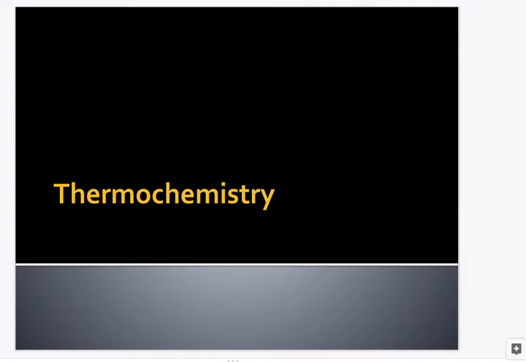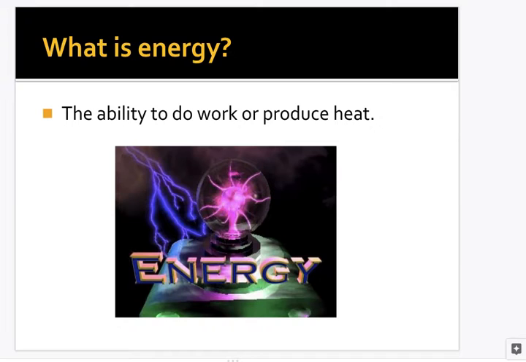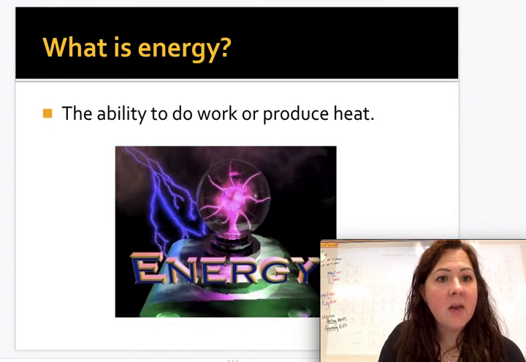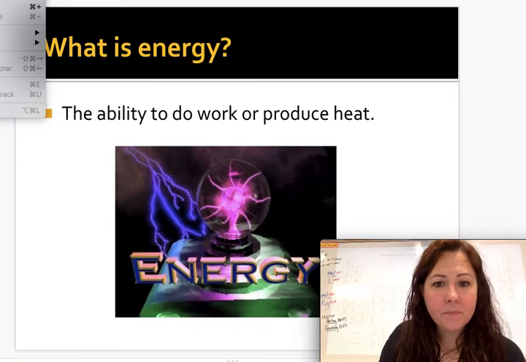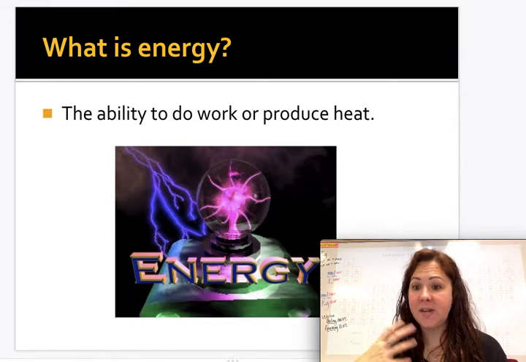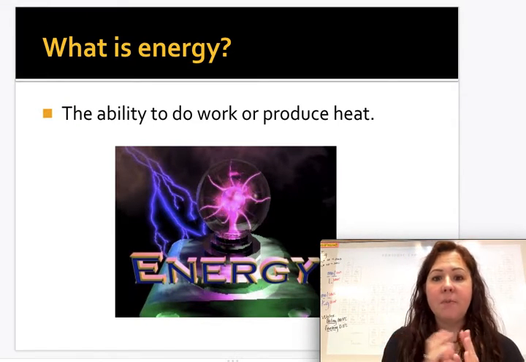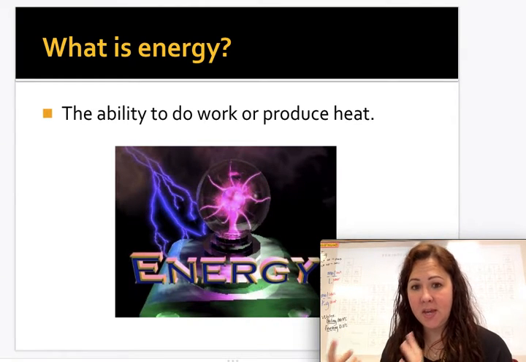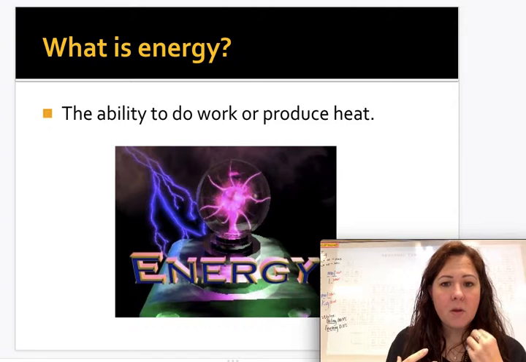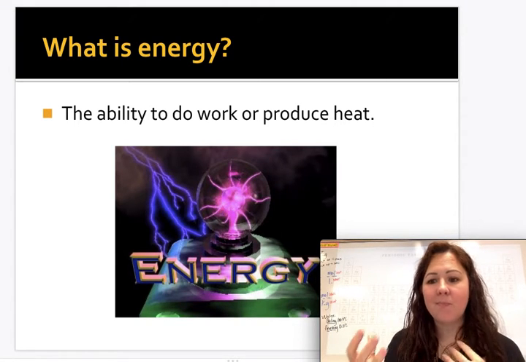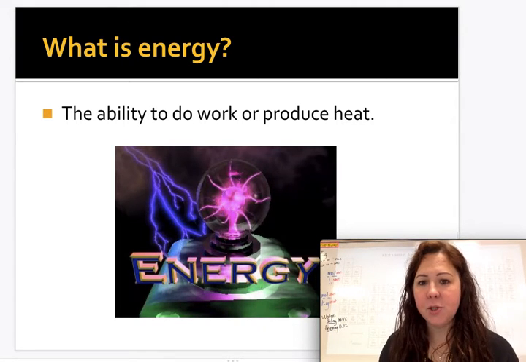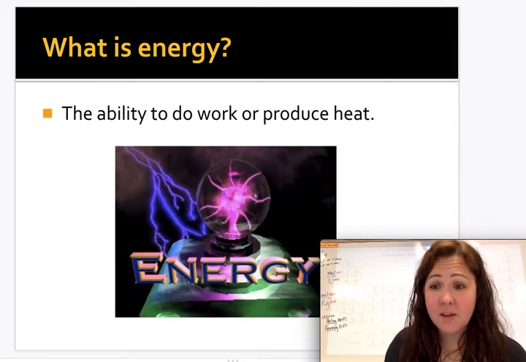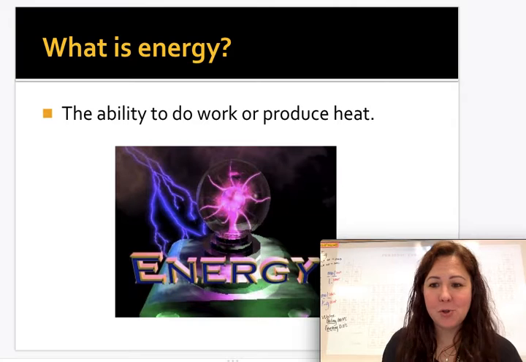As we look at this next unit, like I said, we need to define some words. We're going to start off with the word energy. The word energy means that you have the ability to do work or to produce heat. Doing work is kind of a physics definition, but basically it means to move something.